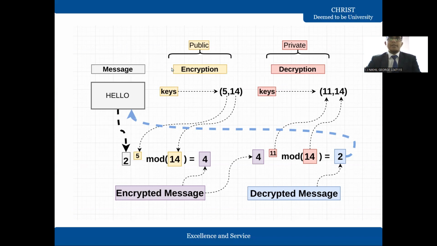Here is a diagram of how RSA works. For the keys, we'll take 5 and 14. The message, let it be 2, which is hello. You take the mod of the key and the power of the message to the first key, and now you encrypt it. For the encrypted message you need private keys. Public keys are used to encrypt, and private keys are used to decrypt in RSA cryptography.